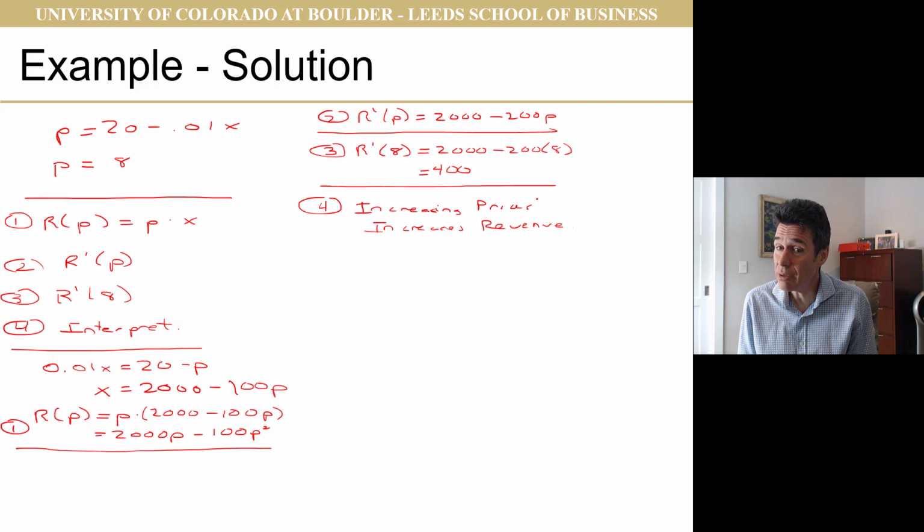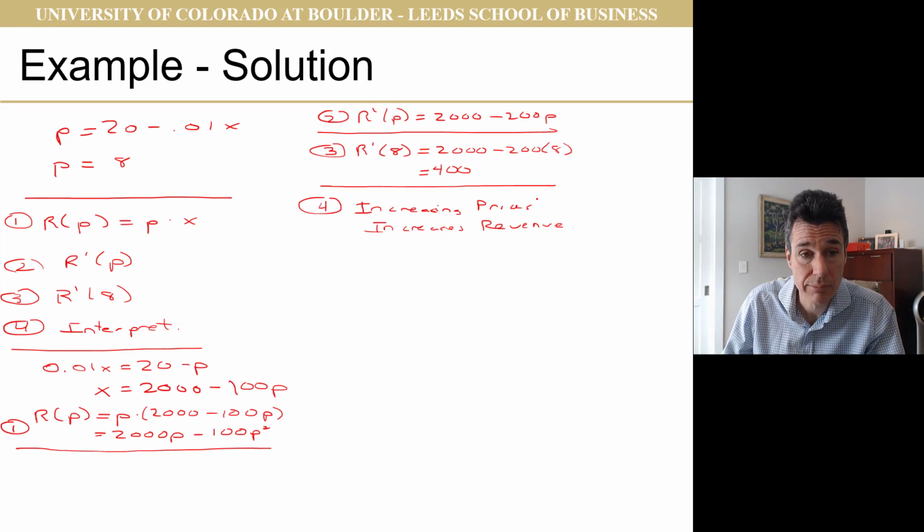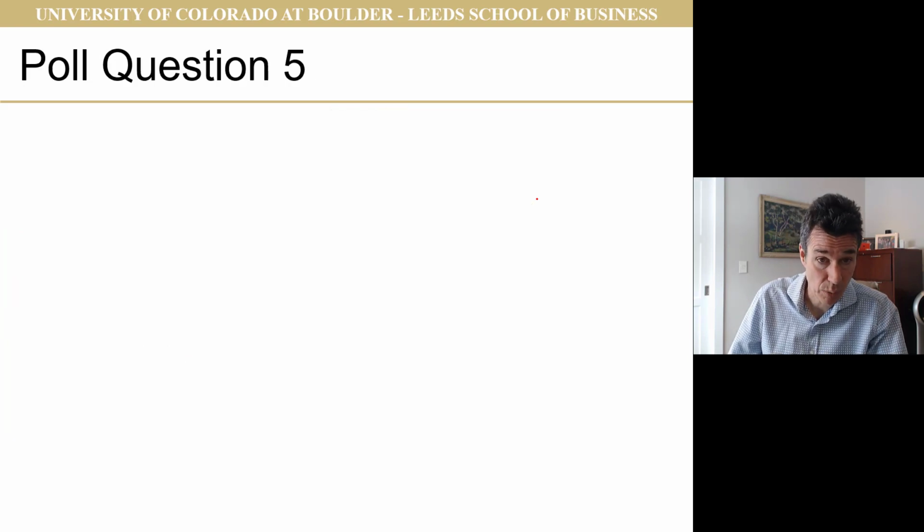If we've gotten 0, 0 is a little bit more confusing. If it's 0, then we don't want to change prices at all. And in fact, increasing prices or decreasing prices most likely are going to result in a small decrease in revenue. But we'll see that a little bit later in the course. All right, poll question 5. You get to practice how to solve this problem.